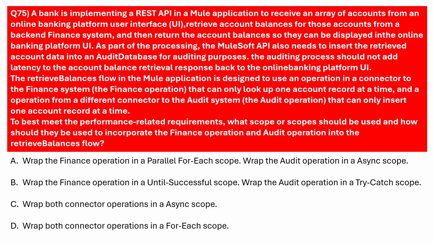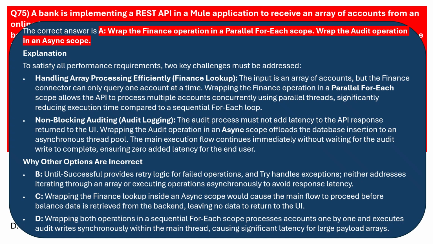A. Wrap the finance operation in a parallel for each scope. Wrap the audit operation in an async scope. B. Wrap the finance operation in an until successful scope. Wrap the audit operation in a try-catch scope. C. Wrap both connector operations in an async scope. D. Wrap both connector operations in a for each scope. The correct answer is A. Wrap the finance operation in a parallel for each scope. Wrap the audit operation in an async scope.